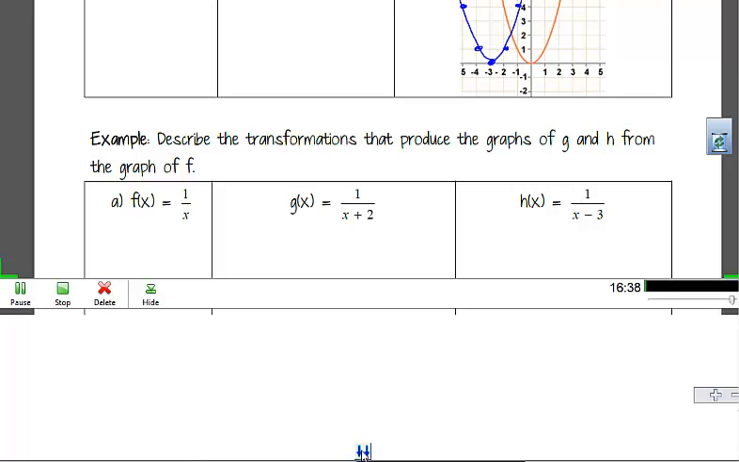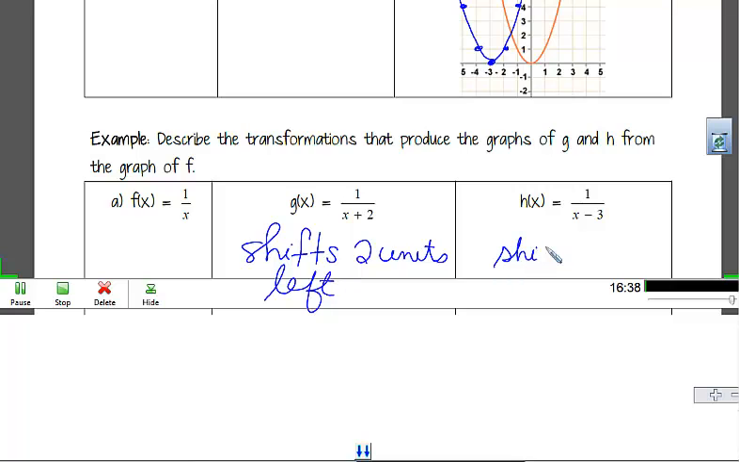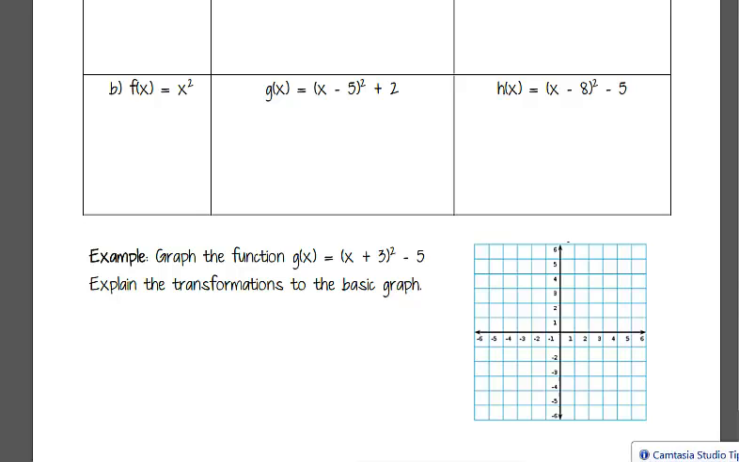Everybody understand? For instance, with this first one, I can see that the 2 is on the inside of the function, right? So I would expect that it's going to shift 2 units to the what? To the left. Okay? Shifts 2 units left. And then this next one, the 3 is still on the inside, so it's going to shift which way? Okay, shifts 3 units right. All right, very good.